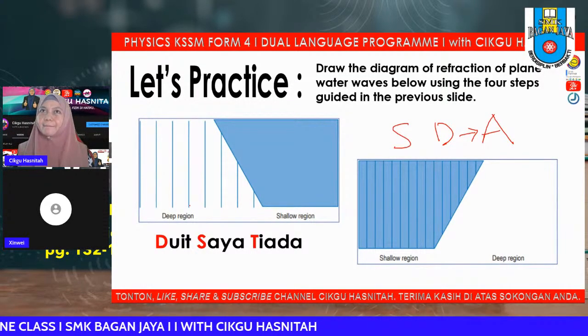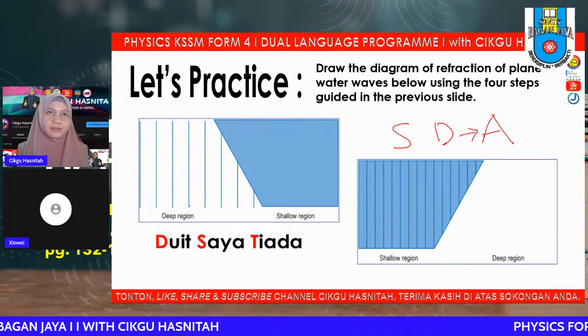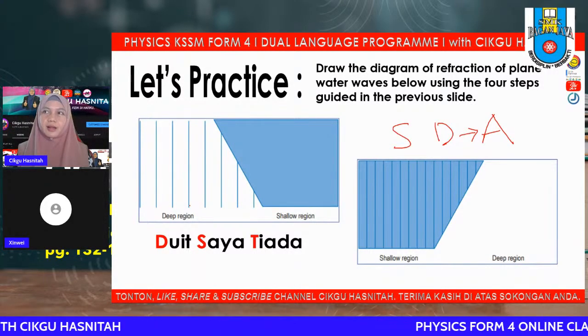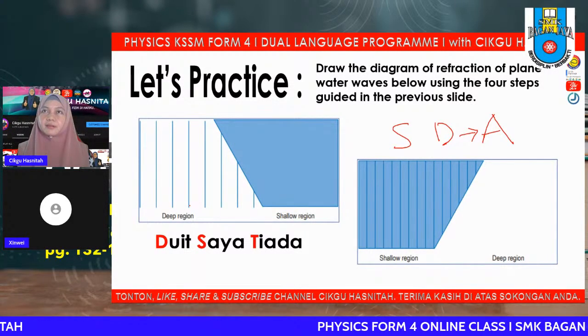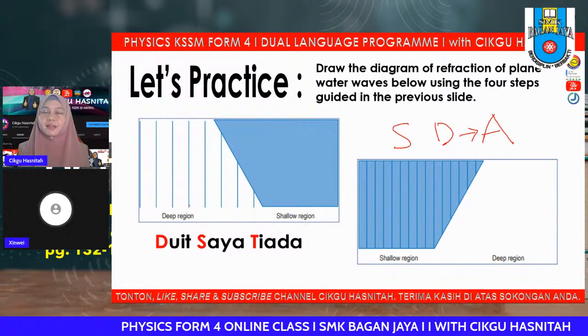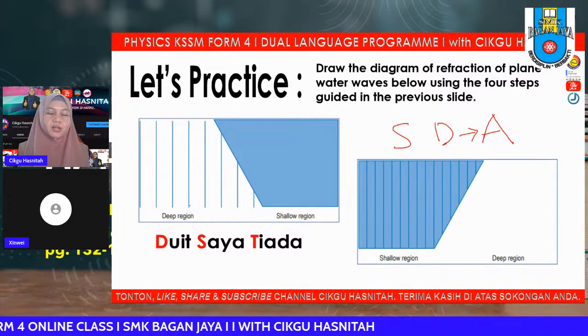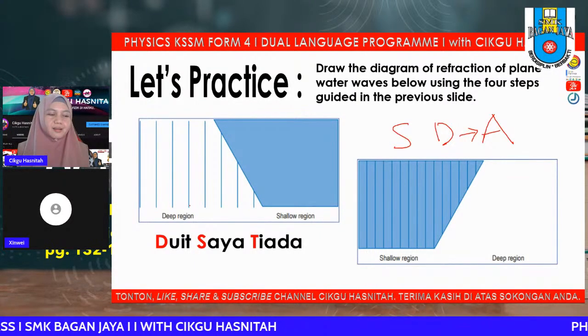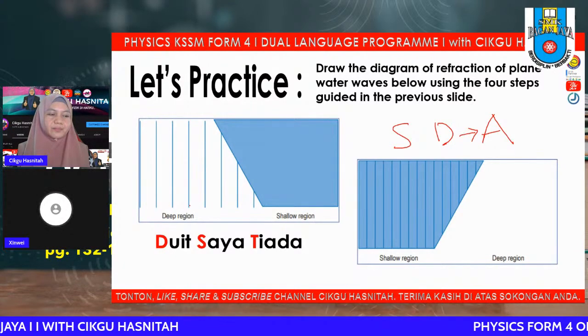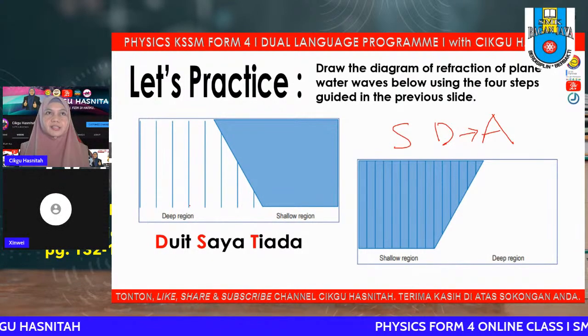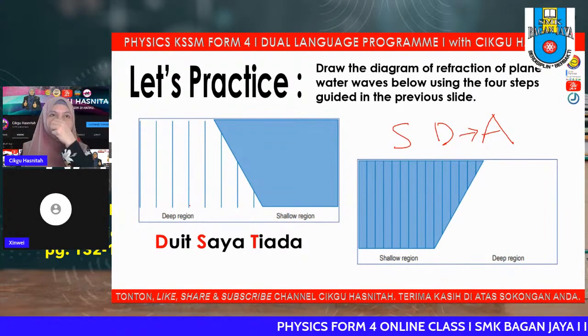Teacher, I mean in the previous slide, the shallow part, the speed will be lower, right? Yes. Shallow part, speed lower. Why will the speed be lower? Kenapa? Actually it relates to energy and amplitude.